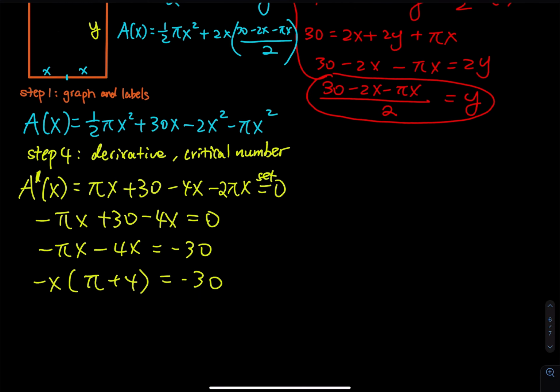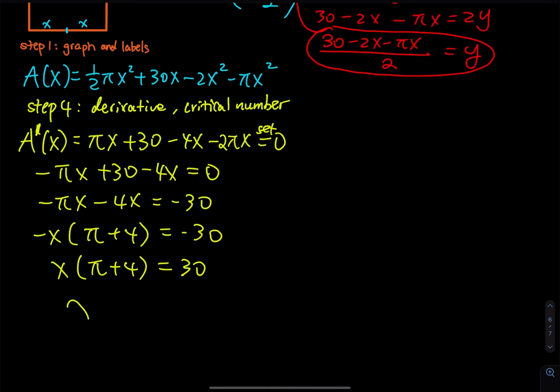Multiply or divide both sides by -1, we have x times pi plus 4 equals 30, right? So x is equal to 30 divided by pi plus 4. So this is your critical number.